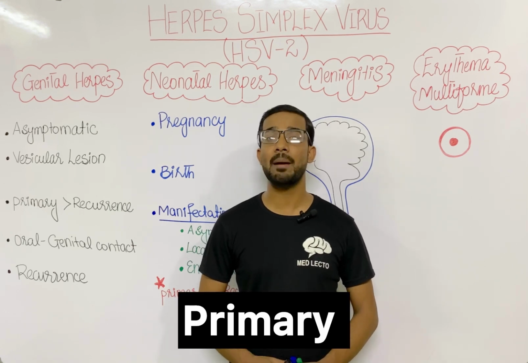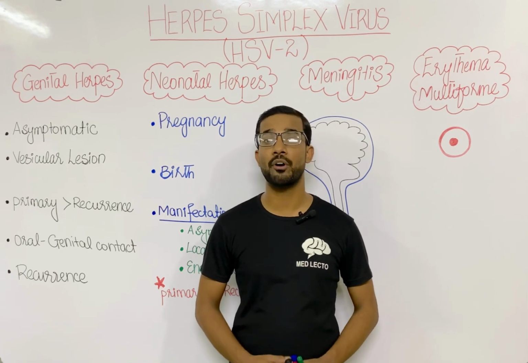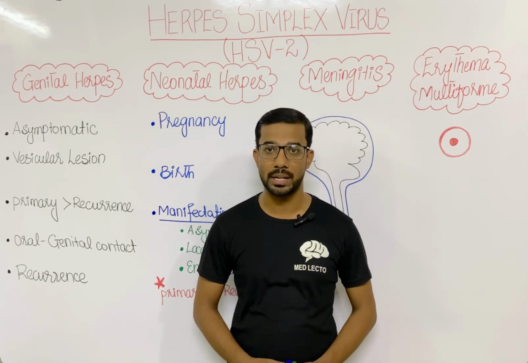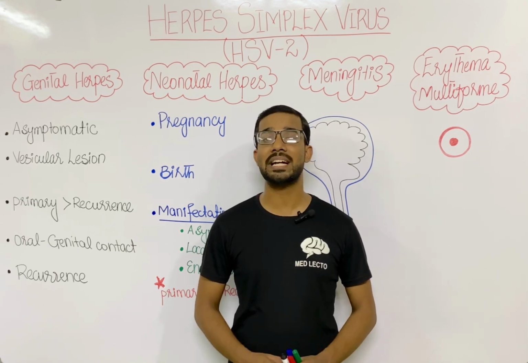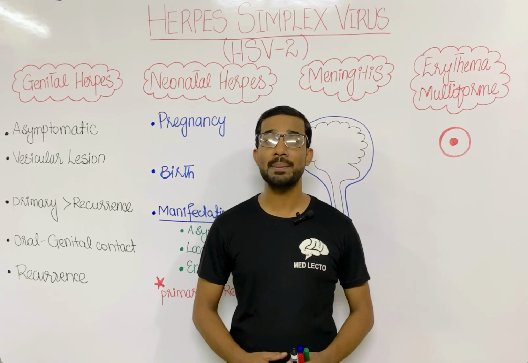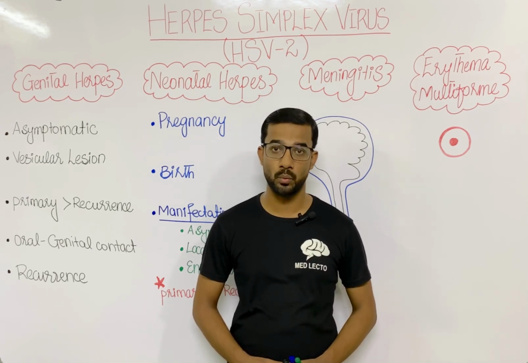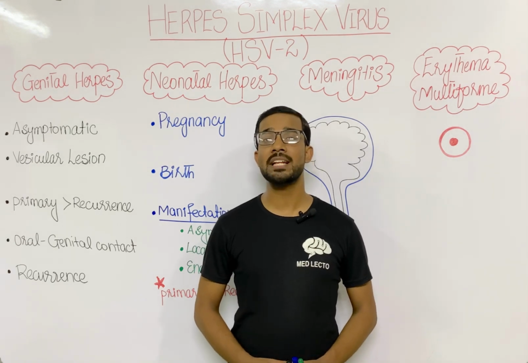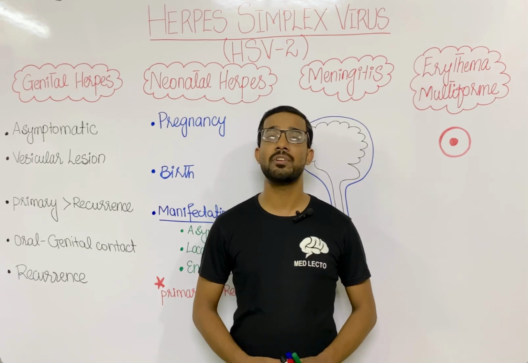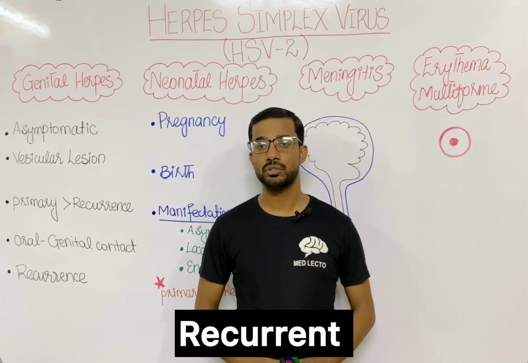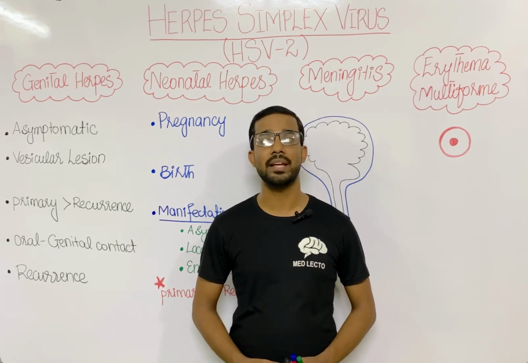First is the primary stage, in which the person gets the herpes simplex virus type 2 for the first time and causes the primary infection. Second is the latency stage, in which the virus becomes inactive in the neuron, specifically at the lumbar and sacral ganglia in the case of the type 2 virus. And when the virus becomes activated from the inactive state, it is the recurrent stage. So the three most important stages are primary, latent, and recurrent.